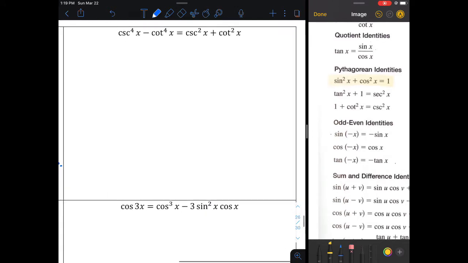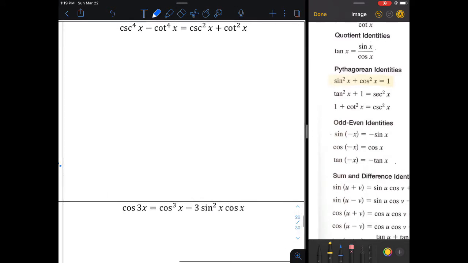All right, let's go over here to our next one. Cosecant to the fourth minus cotangent to the fourth, and I want to rewrite that as cosecant squared plus cotangent squared. We can factor the left-hand side as it makes a difference of squares. It makes cosecant squared x minus cotangent squared x times cosecant squared x plus cotangent squared x. So a difference of squares, I'm going to factor that, because that will bring me down to having exponents of 2 everywhere. And now I'm looking how to proceed.